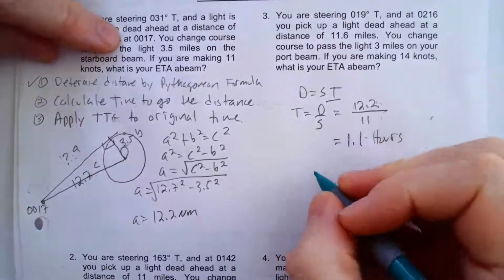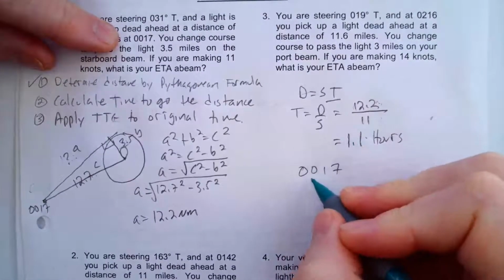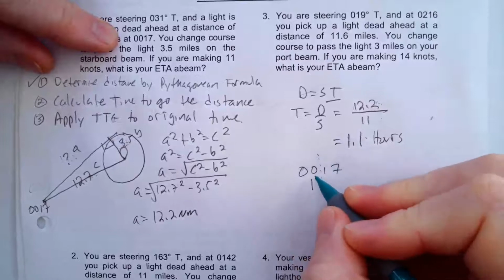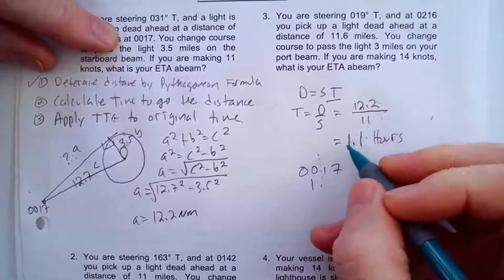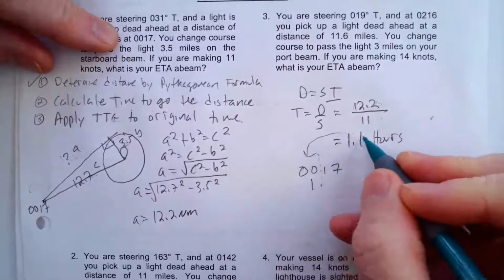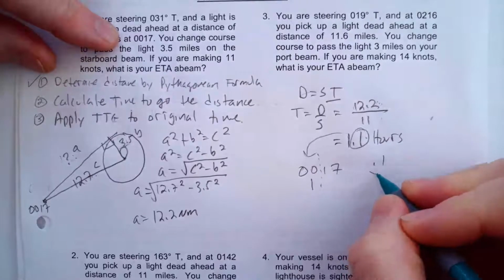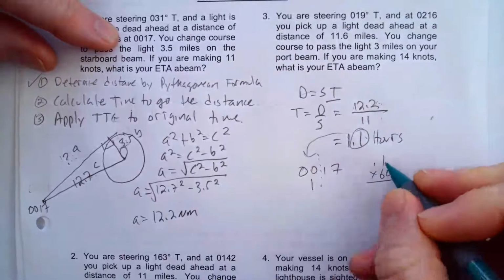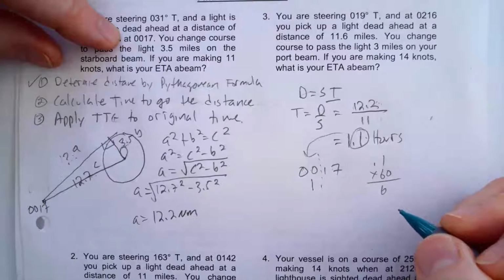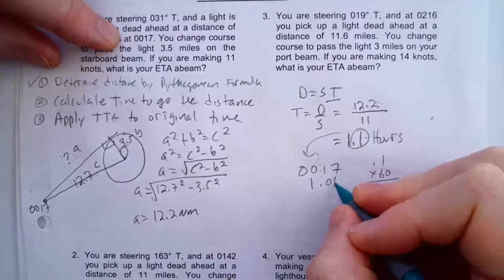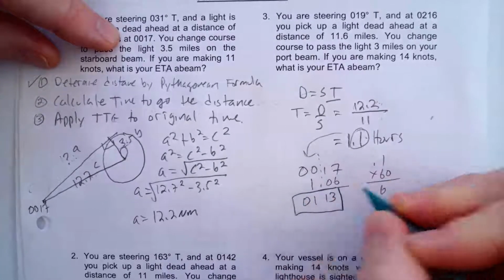Well, my original time was 0017. So that 1 hour goes here. Remember that this is hours, this is minutes, and one hour is 60 minutes. So that 1 comes there. Now I have to convert the 0.1 into minutes. To do that, I take 0.1 and multiply it by 60, and that gives me 6. So that's 6 minutes. Now I will add that over here, 06, and that gives me 0113, and that is the time I will be abeam.